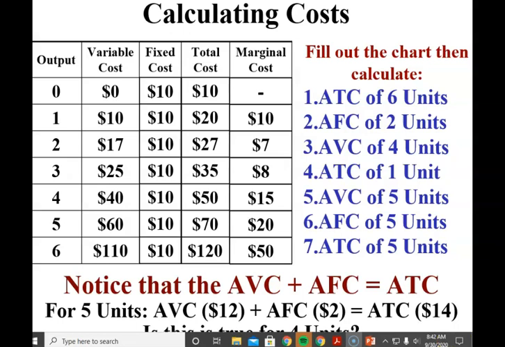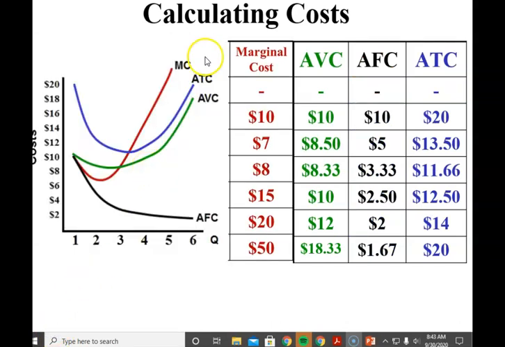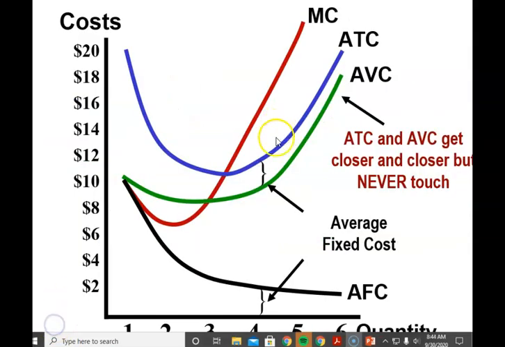Notice that average variable cost plus average fixed cost equals your average total cost. And see if you did the calculations correctly. Marginal costs, average total costs, and average variable costs are going to be really important to diagram. Average fixed costs will show here, but for our purposes is not going to be as important to show on diagrams. But this is what these cost curves look like on a graph. The difference between average total cost and average variable cost is your fixed costs. Notice that average total and average variable costs will get closer, but they're never going to touch.